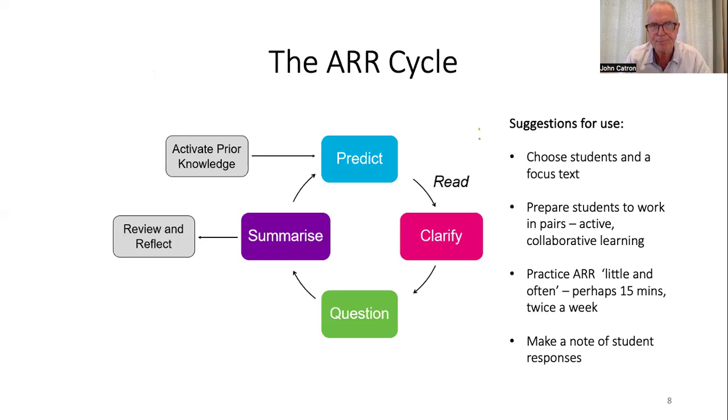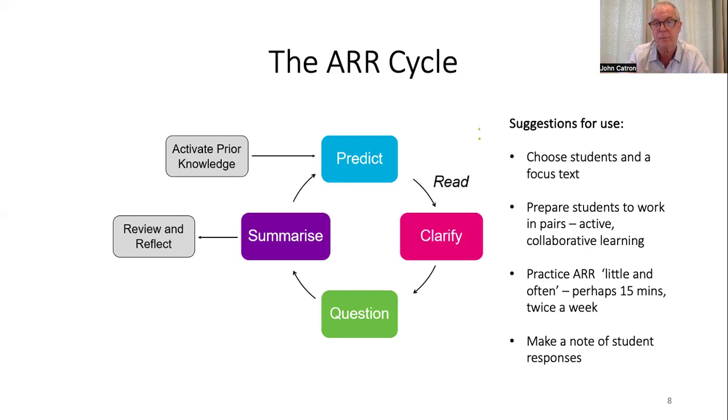So here we are. Here is the cycle of active reciprocal reading. Activating prior knowledge and predicting. You remember that we start by talking to students about what they already know about a topic, and then ask them to make a prediction, or you demonstrate how to make a prediction.